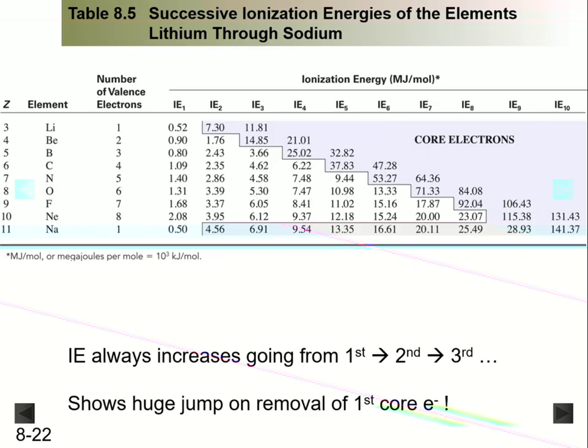So this pattern shows us a couple of things. Ionization energy always increases going from first to second to third ionization energy and so forth. But we always see a huge jump when you come to ionize or remove the first core electron. That's an important pattern for you to remember.